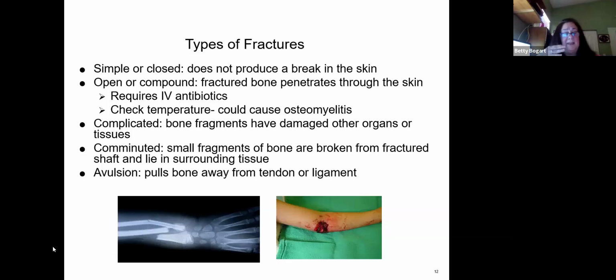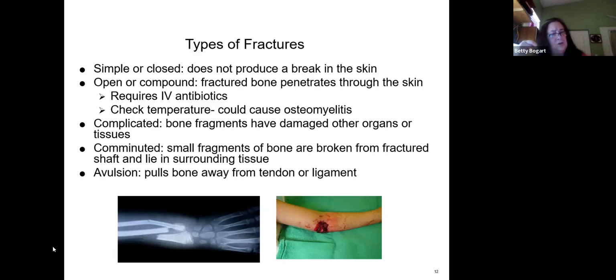That means the bone has hit the environment and now it's up for infection, and you are worried about osteomyelitis with this one. So, open compound fracture requires IV antibiotics, not oral, IV. We need the big guns because this is staph. This is osteo. We need to protect that extremity, the finger, the toe, the arm, the leg, whatever it is, okay?